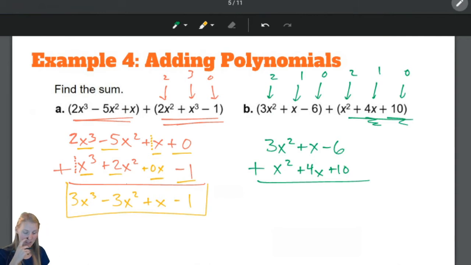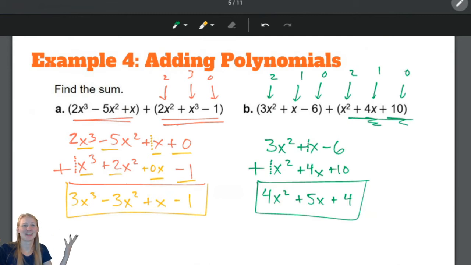When I add them together, I go 3 plus 1, always the imaginary 1, 4x squared, x, or 1x of course, plus 4x is 5x, and -6 plus 10 is +4. And there you have it. The end. We are done. So that is how you add polynomials.